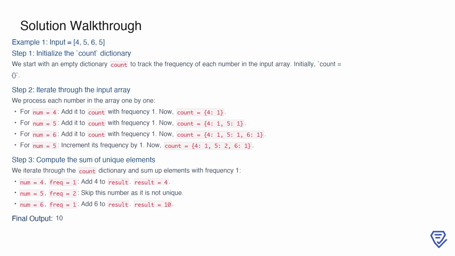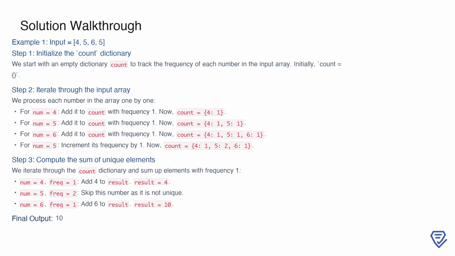To solve this problem, we begin by initializing an empty dictionary called count. This dictionary will help us keep track of how many times each number appears in the input array. As we iterate through the array, we process each number one by one. First, we encounter the number 4. Since it's not in the dictionary yet, we add it with a frequency of 1, so count becomes {4: 1}.